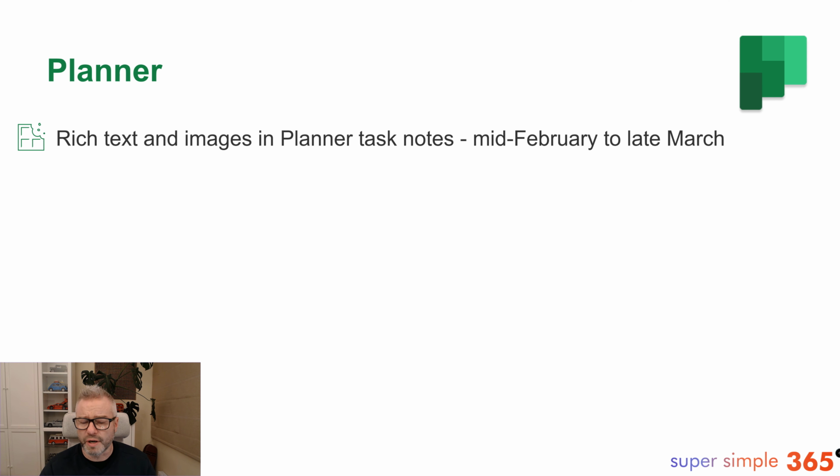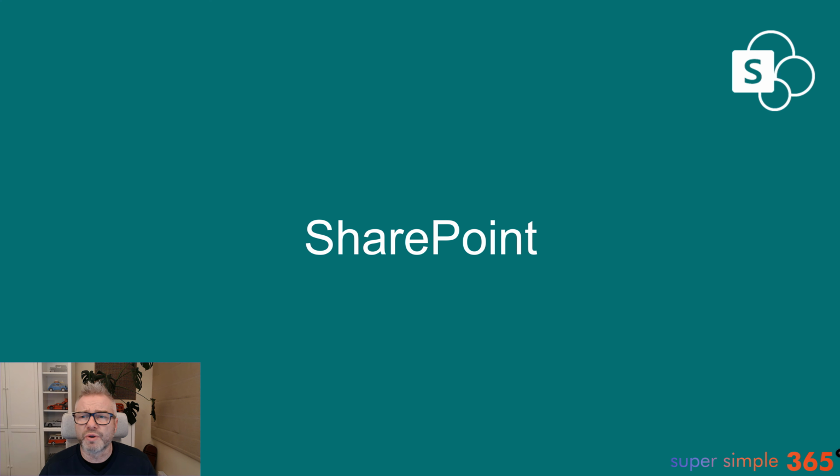And we're going to move on to Planner. Again, not a lot here. Rich text and images in Planner task notes. I feel like I've been talking about this for ages, and it's just the ability to have rich text, so you can use bold and italics and images in the notes. I'm looking forward to it. I use Planner almost every day, but that's going to get pushed back until mid-February to late March.